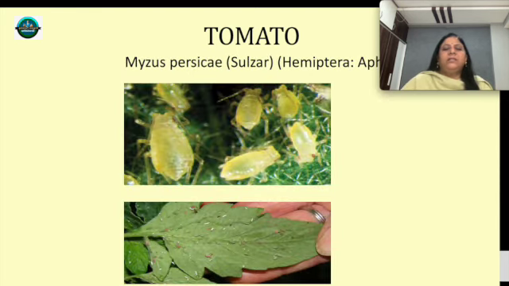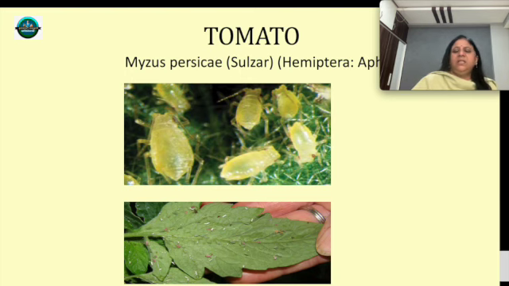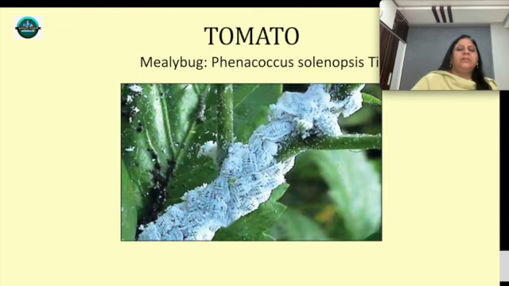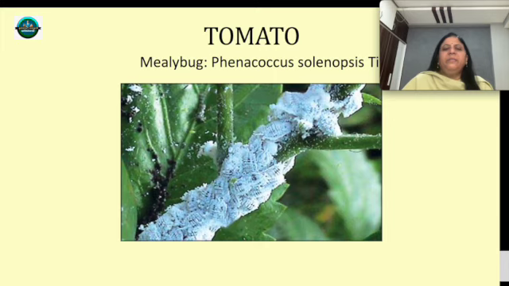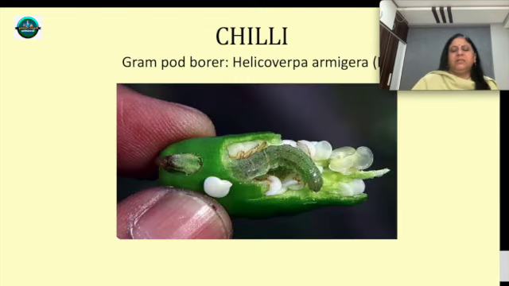So this is an aphid, a tomato aphid. It's a common aphid, Myzus persicae. This also sucks sap from the leaves. So mealybug, this is also a common mealybug, Phenacoccus. As I told you, for mealybug, the best option is Cryptolaemus montrouzieri. It is a coccinellid predator, which eats the mealybugs.